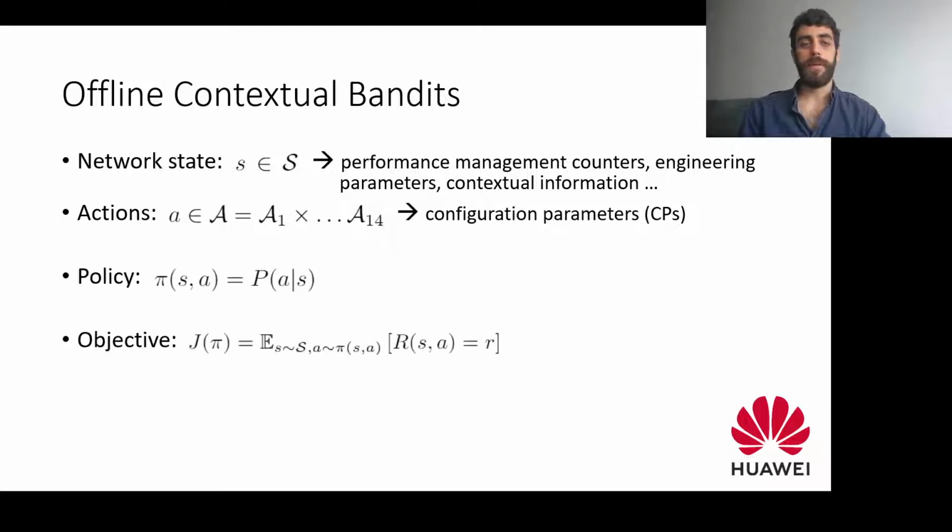And our task is to find a policy that selects actions for every state and that maximizes a certain objective. And this objective, in our case, is the throughput, because that's what we're trying to maximize, the average throughput per user, and we can use that as our reward signal.